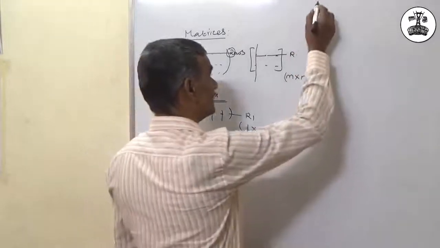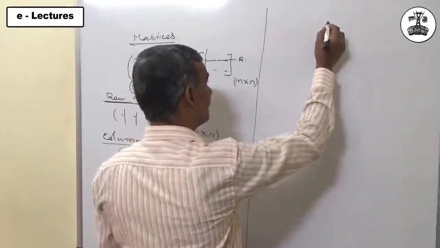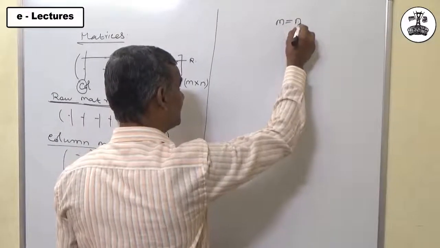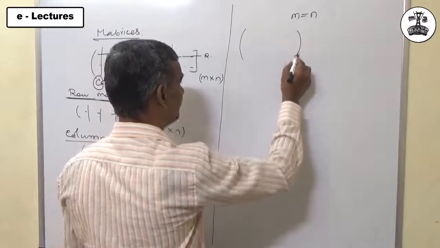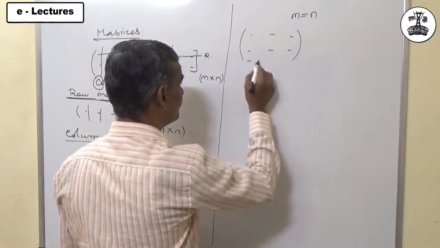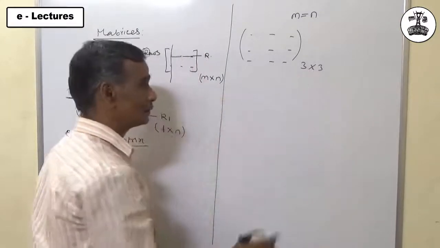And also we know that square matrix. Suppose the number of rows m is equal to the number of columns n, m equal to n, then it is said to be a square matrix. Here the example is 3 cross 3 matrix or 2 cross 2 matrix.